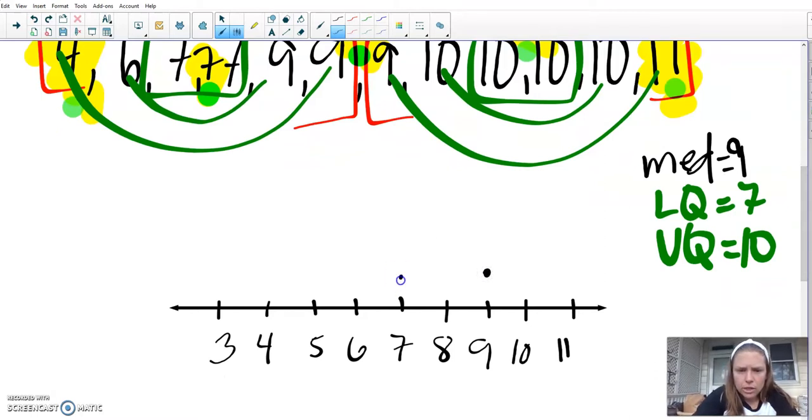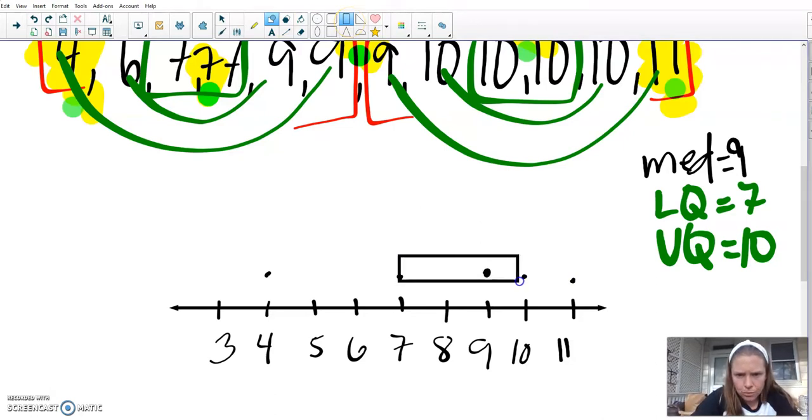Our lower quartile was 7. Upper quartile was 10. Our lowest value is 4, and our highest value was 11. So I have this awesome toolbar up here. I can make shapes easily. You're going to make a rectangle from your lower to upper quartile.